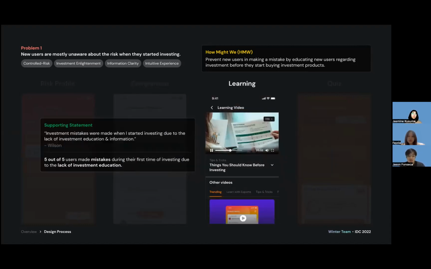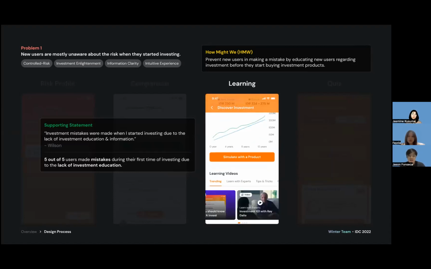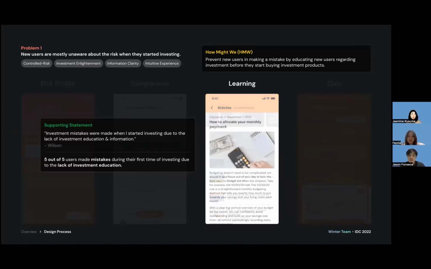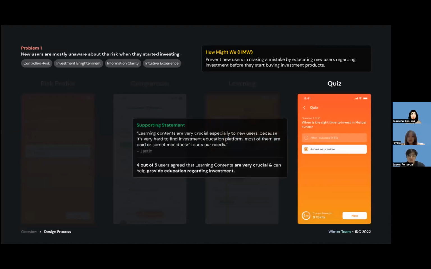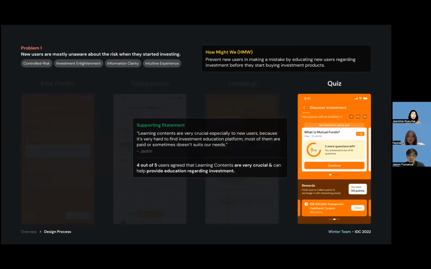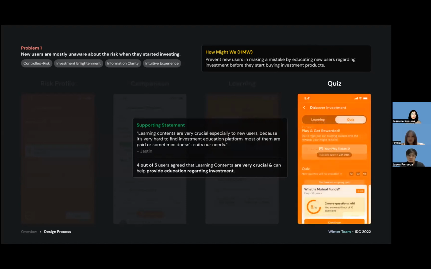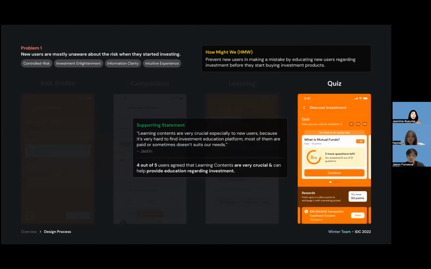Next, we provide articles and video-based learning so that users can learn more about investing since especially new users lack of investment education. Lastly, we provide a fun approach for users to understand investment through quizzes, and in return, they can trade rewards that can benefit their transaction. This gamification based on the whole model can increase user retention and number of transactions due to the rewards received.